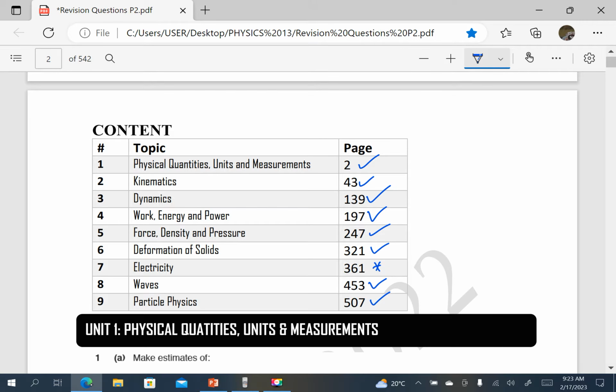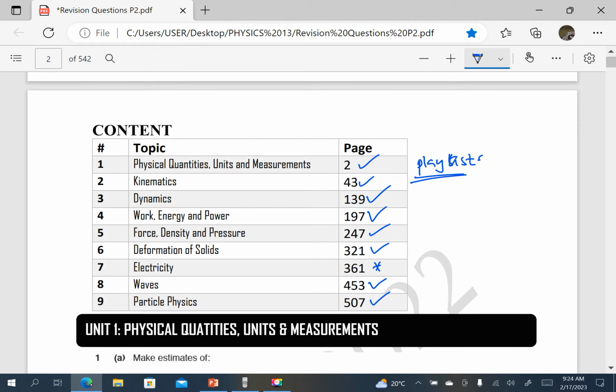Note that each of these topics has been put in a playlist, so you can just check for playlists. Each playlist has all the videos about that specific topic. If you want to do physical quantities and units, you can check for a playlist for physical quantities and units, and you see the videos in physical quantities and units, and so on and so forth.